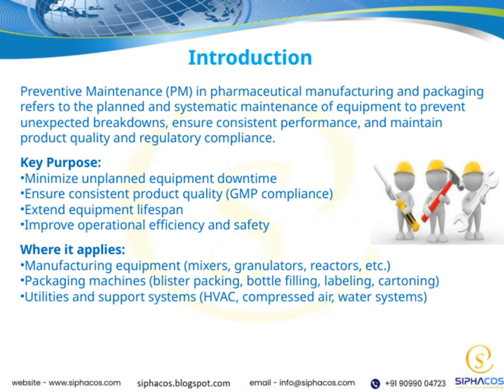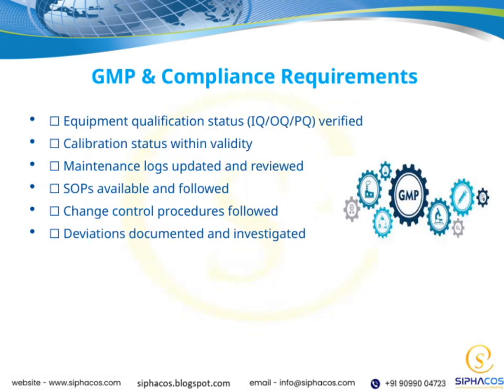So, in essence, PM is a crucial part of ensuring quality, safety, and efficiency throughout our pharmaceutical manufacturing and packaging operations. Let's take a closer look at some of the key GMP and compliance requirements that are essential for maintaining quality and integrity in our operations. First, equipment qualification status, including IQ, OQ, and PQ, must always be verified. This means confirming that our equipment is installed correctly, functions as intended, and performs consistently through validated processes.